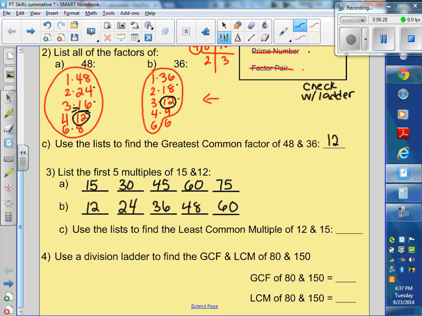Now using the list method, find the least common multiple of 12 and 15. That's the first number they have in common, which is 60.